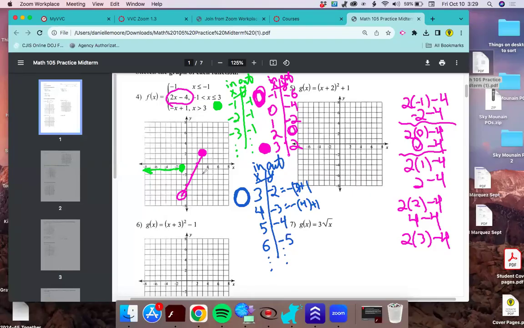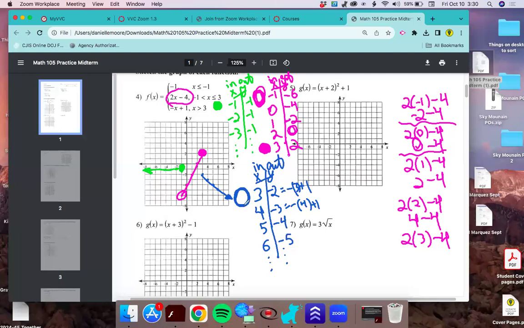3 gives me a negative 2. And then 4 gives me negative 3. 5 gives negative 4. And then 6 gives negative 5. And then we got a pattern that's going, but it doesn't stop there. It just keeps on keeping on past the 6.